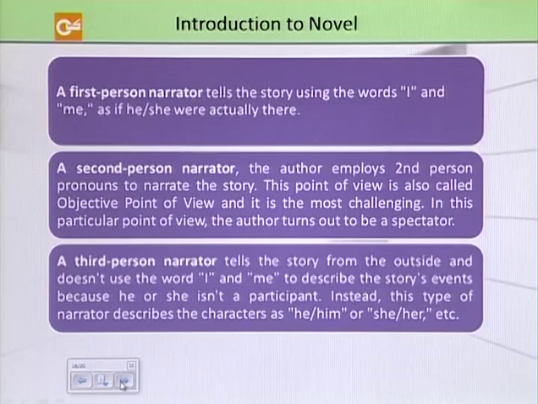The third-person narrator tells the story from the outside, and he doesn't use the words I and me to describe the story's events because he or she isn't a participant. Instead, this type of narrator describes the characters in the third person, using their names or the third-person pronouns he, she, him, her, etc.